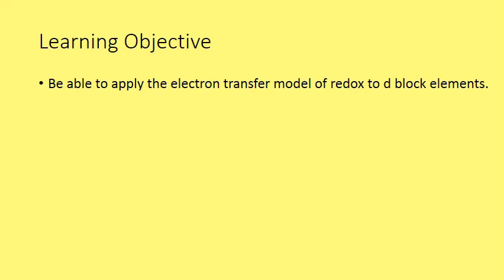So as usual, let's just check to finish off that we've met our learning objective and see if we are able to apply the electron transfer model of redox to d-block elements. So the electron transfer model is the half equations transferring electrons, and we've applied that to d-block elements. Let's see, we've applied it to zinc and silver, and we've applied it to iron and manganese at least. So I think we've done that. Let's give ourselves a nice red tick. See you in the next lesson.